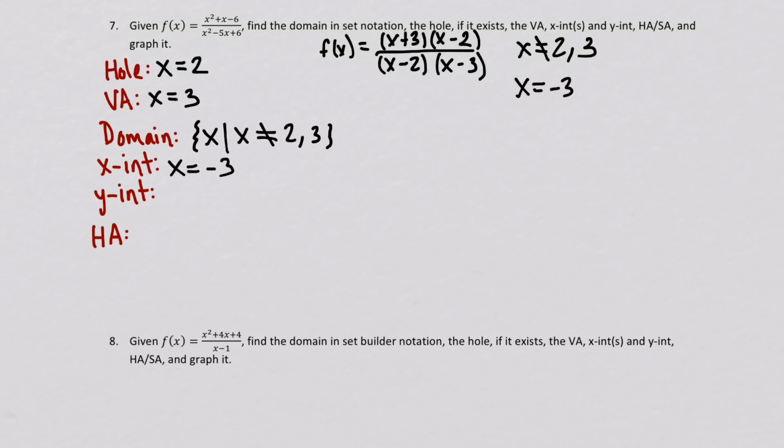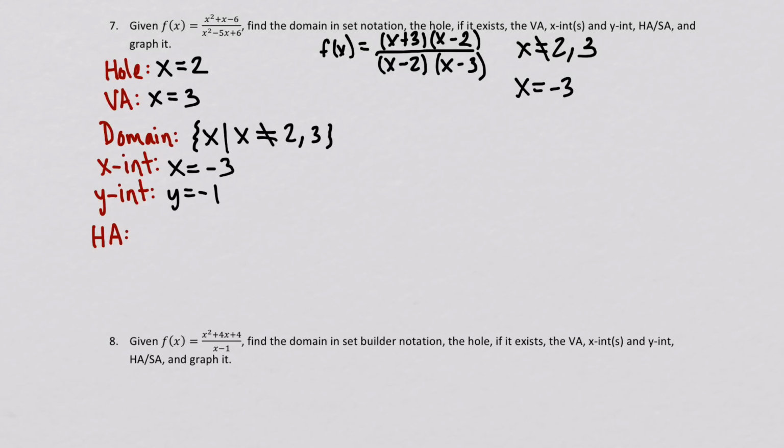To find the y-intercept, you're going to plug in 0 for x. Okay, everywhere you're going to plug in 0 for x to see what you get. So look at this right here. You could probably do this in your head as well. Plug in 0 for x here and here. You're going to get negative 6. Plug in 0 here and here. You're going to get positive 6. So at the end, you're going to have negative 6 over positive 6, which leaves you with negative 1. Your y-intercept is y equals negative 1.